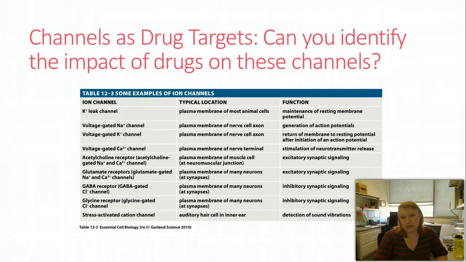And beyond even acetylcholine, you can see that channels and receptors and transporters in general are huge drug targets. So take a look at this list and see if you can identify some of the impact of these drugs on these channels. What would happen if we turned off the potassium leak channel? What would happen to the body? Is this good? In what case would we want a drug like this? So I want you to spend some time with that and look at that.